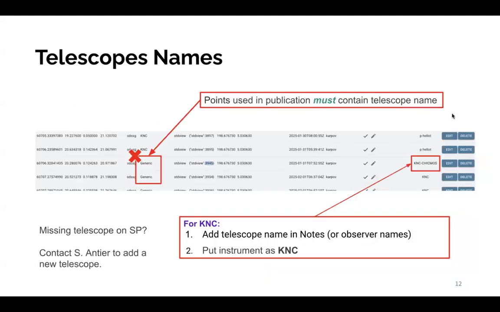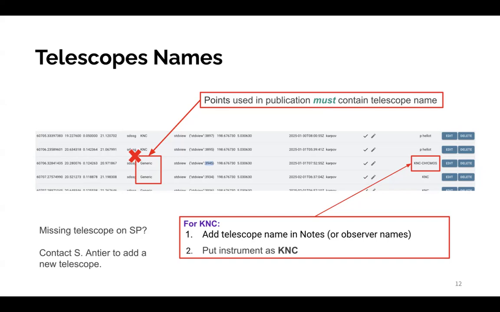Another thing is the telescope names. So generic shouldn't be something that is used anymore. We used to use generic for KNC telescopes, for GCNs, etc. But now there is a telescope called KNC for KNC points. There's a telescope called GCN, which is how you upload GCNs, because generic should not be the name of a telescope that is put in any file that's provided to anyone, like the modeling team or in the publication.